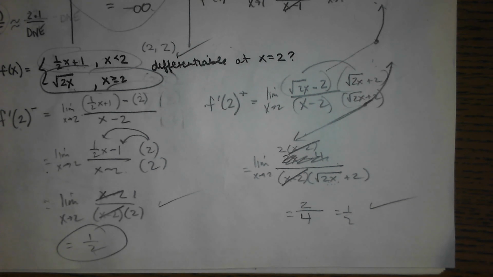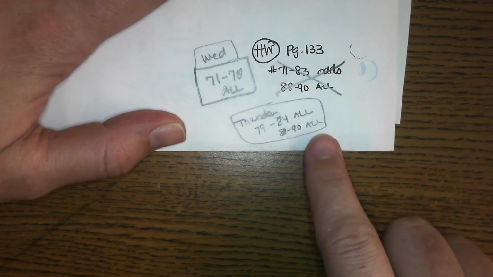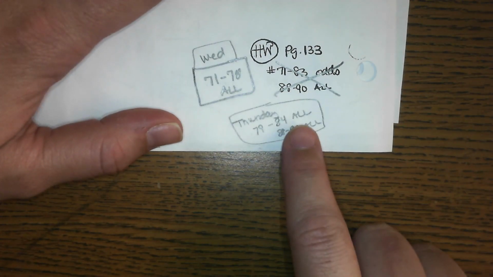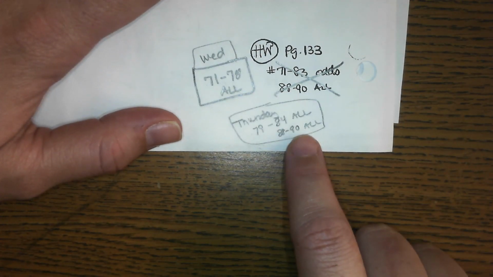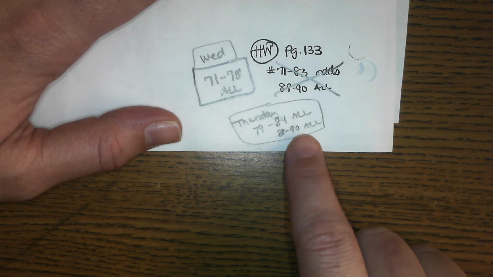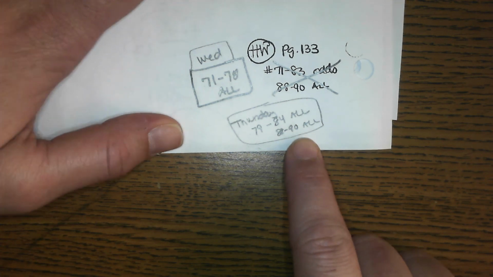It's a tough thing. But anyway, your homework for tonight is kind of picking up where we left off last night. 79 to 84 all. You might find that a couple of those evens we already did. And then 88 to 90 all.